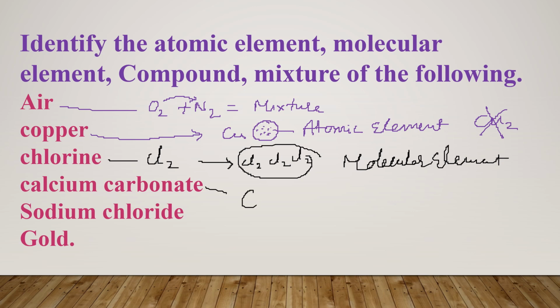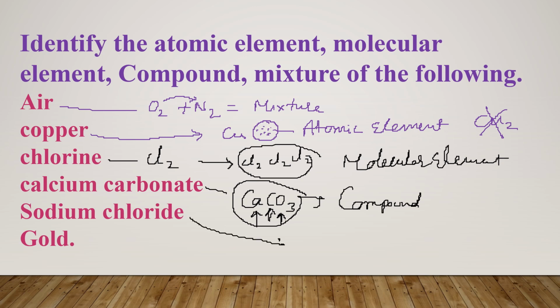Suppose you take calcium carbonate, CaCO3. It contains calcium, carbon, and oxygen. Different atoms are combined to form a compound. We call it a compound because different atoms are combined to form a molecular state. And they combine in a definite ratio, 1:1:3, like that. They combine in a definite ratio by mass.